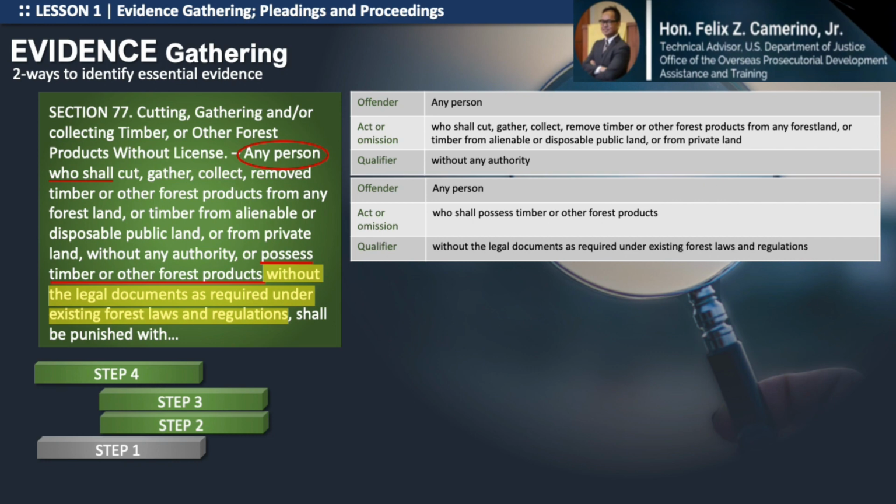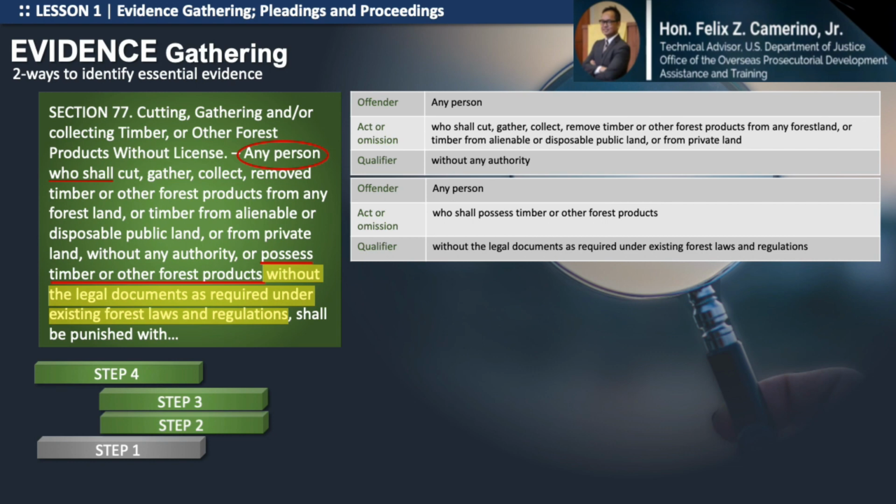Basically, they didn't have the legal documents that are required under the laws. Okay, so there you have it on the right. We now have our second worksheet that essentially covers the second circumstance in this section.